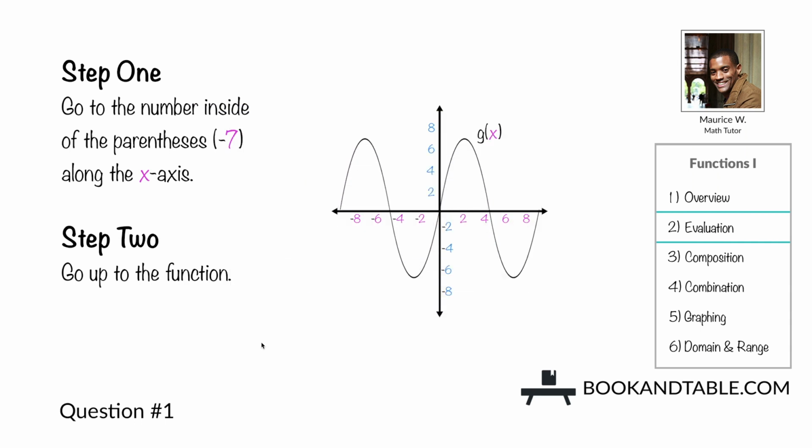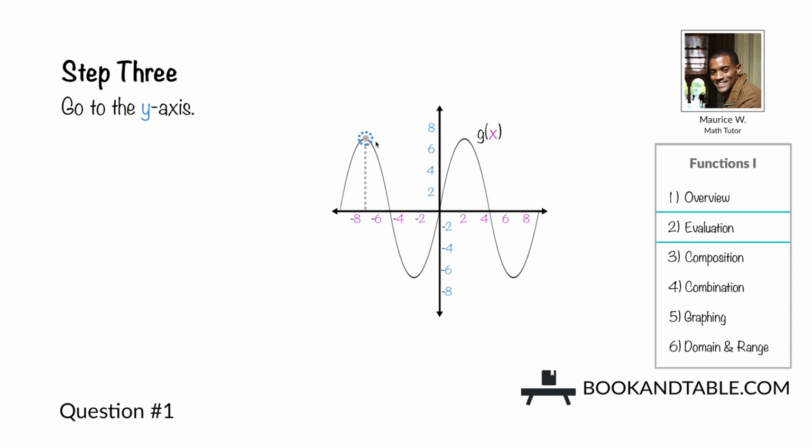Question number 1, step 1, go to the number inside of the parentheses along the x-axis. So question 1, we were asked to find g of -7. So we go to -7 along the x-axis. And then step 2, we go up to the function. So we wind up at this point here. And now the third step, we want to go to the y-axis from here. And when we do so, we see that the function has a value of +7 when x is -7. So the answer to question number 1 is g of -7 is equal to 7.